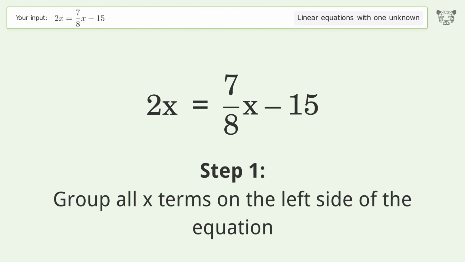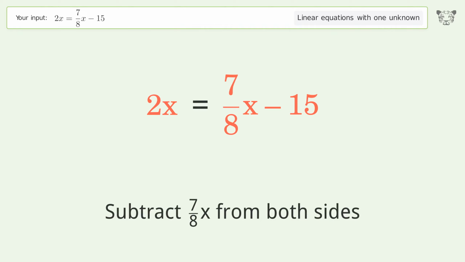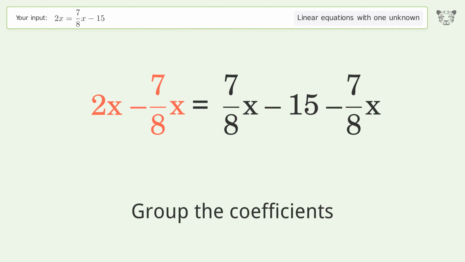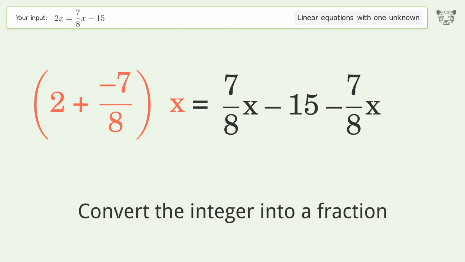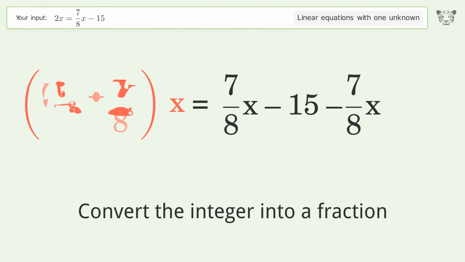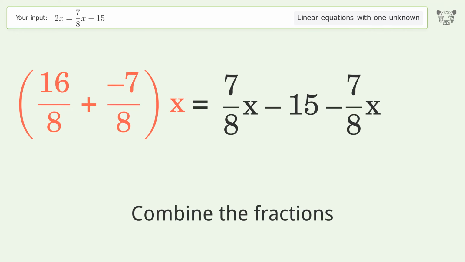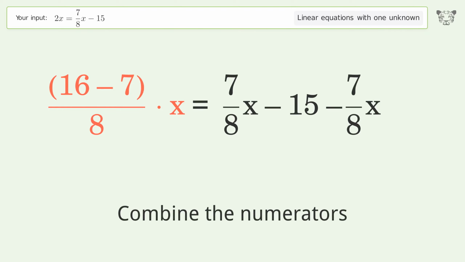Group all x terms on the left side of the equation. Subtract 7/8x from both sides. Group the coefficients. Convert the integer into a fraction. Combine the fractions. Combine the numerators.